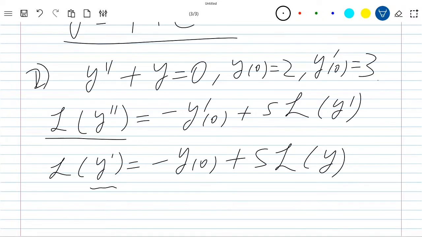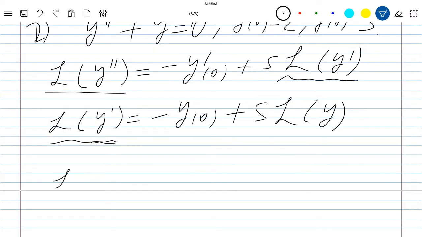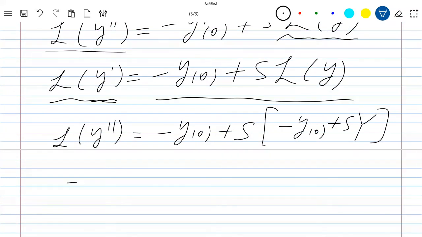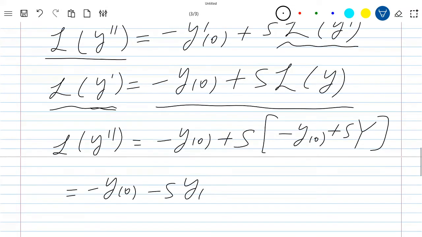And guess what? This is that. So we can do it again recursively. So you can see negative y of 0 plus s times this whole thing here, negative y of 0 plus s times, and this time I call it capital Y because it's just L of y. So this is negative y prime of 0, minus s y of 0, and plus s squared Y.